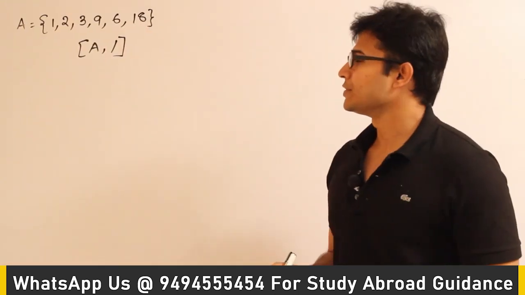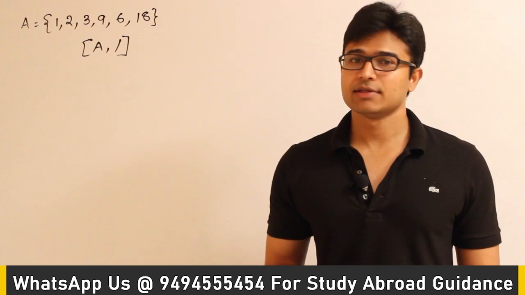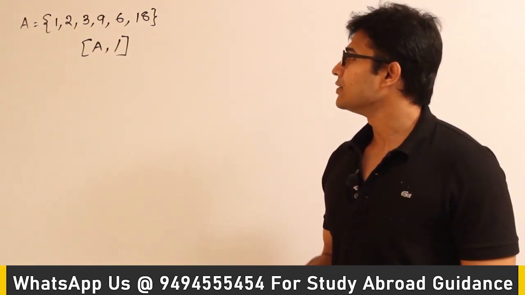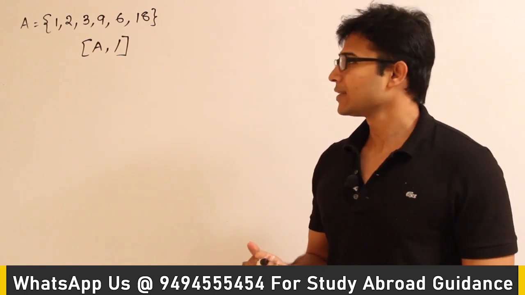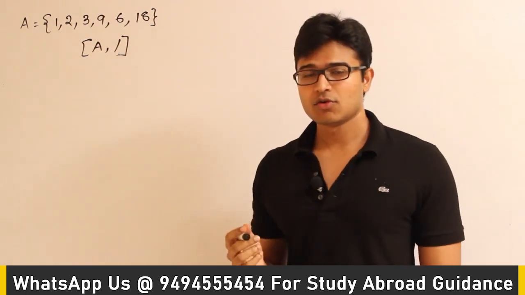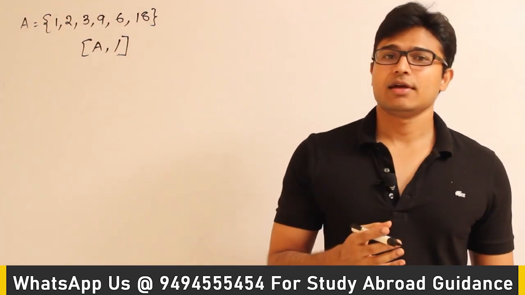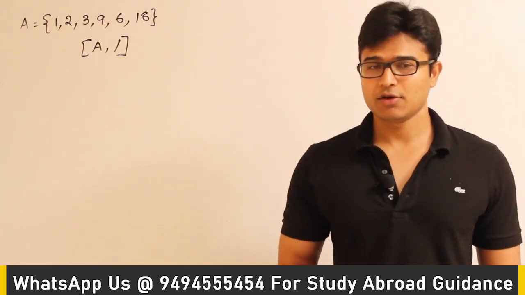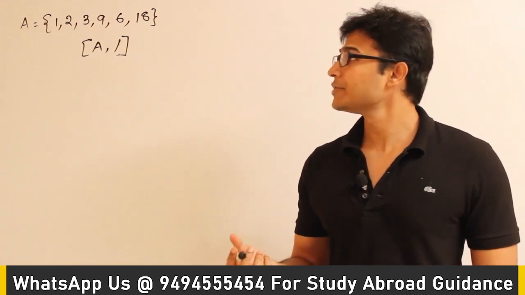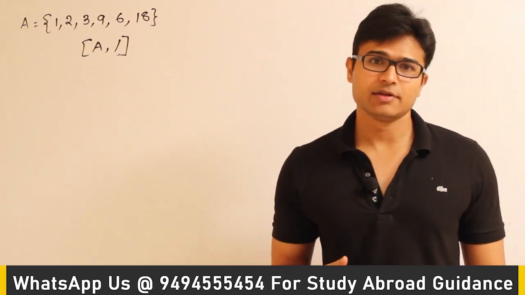Now let's see this example. Let us say A is having these numbers 1, 2, 3, 6, 9, 18. And now we are defining a relation divides. So A is a set and divides is a relation on that, and you can check that this divides is definitely a partial ordering relation on the set A. You can check that, you can verify it.